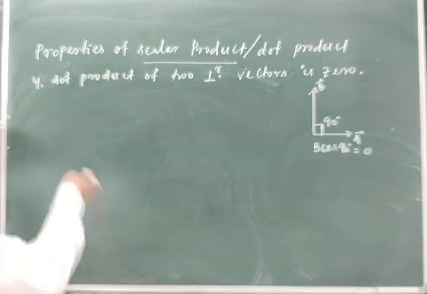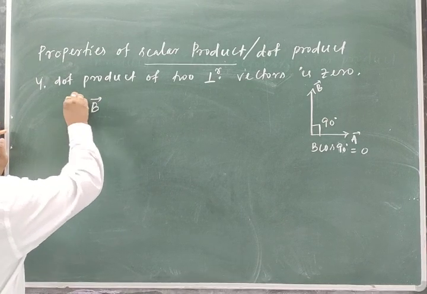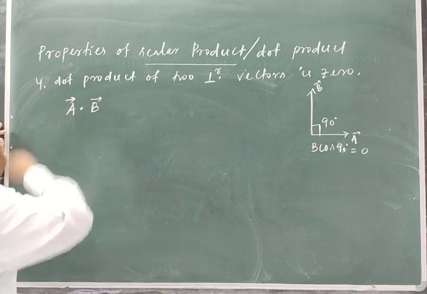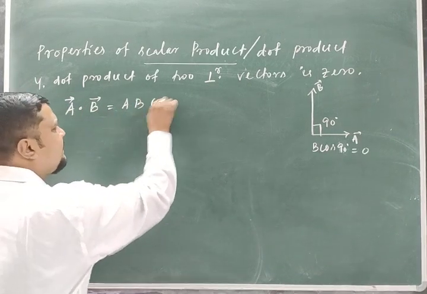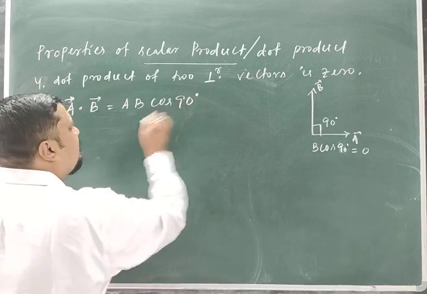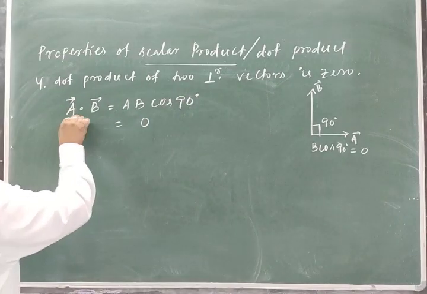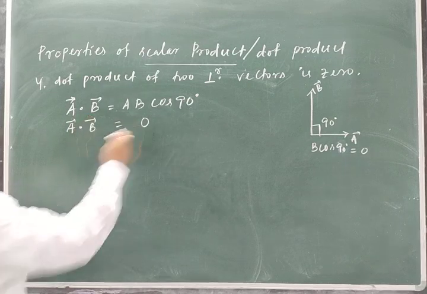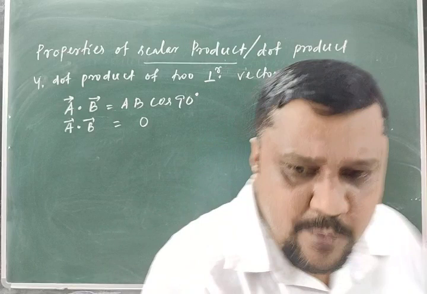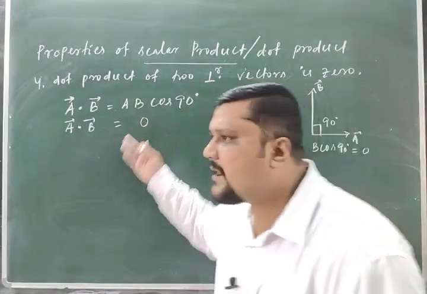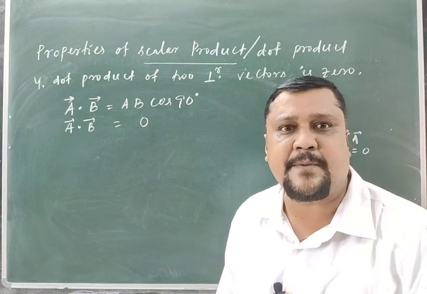Here I will now prove that A dot B, the dot product of two vectors, where they are perpendicular. So I will write magnitude of A, magnitude of B, cos 90. What is cos 90? 0. So A dot B is equal to 0. That means if the dot product of two vectors is 0, they must be perpendicular. The two vectors must be perpendicular.